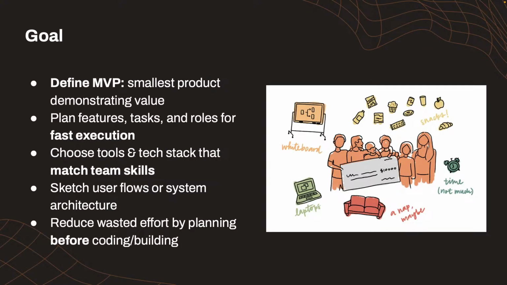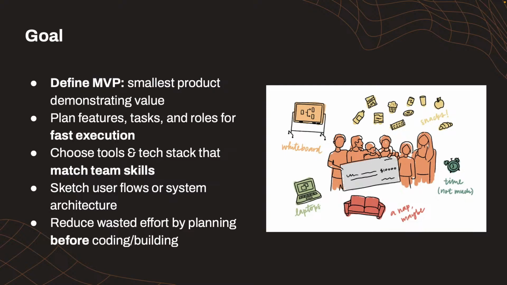So design and planning. The main goal of this stage is to define the MVP, basically the smallest product demonstrating value, and then plan the features, tasks, and roles for your team, ideally for fast execution. There's a bunch of different tools you can use in the tech stack, which you have to decide, and hopefully that matches your team skills, or like I mentioned before, do some extra training beforehand or research to learn those skills.